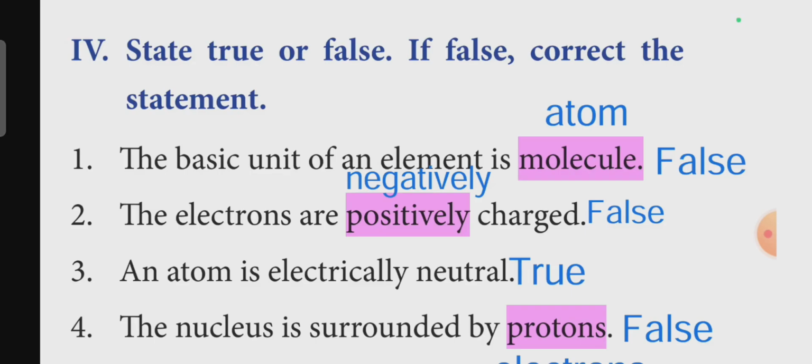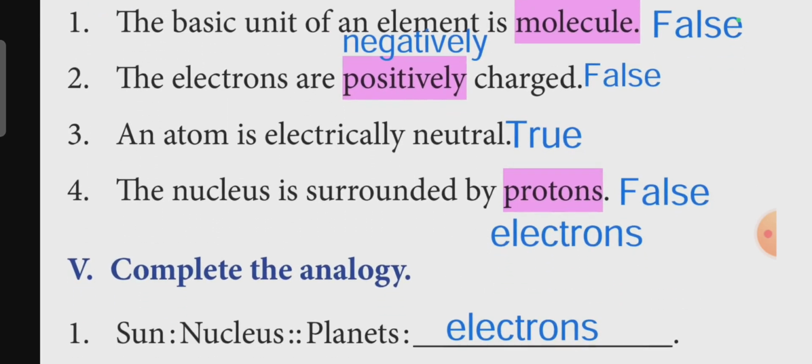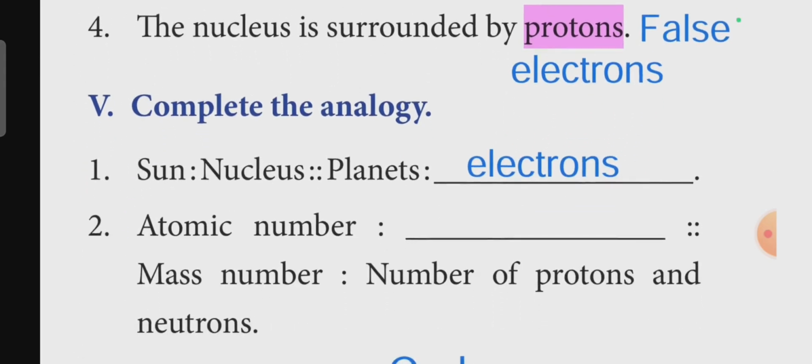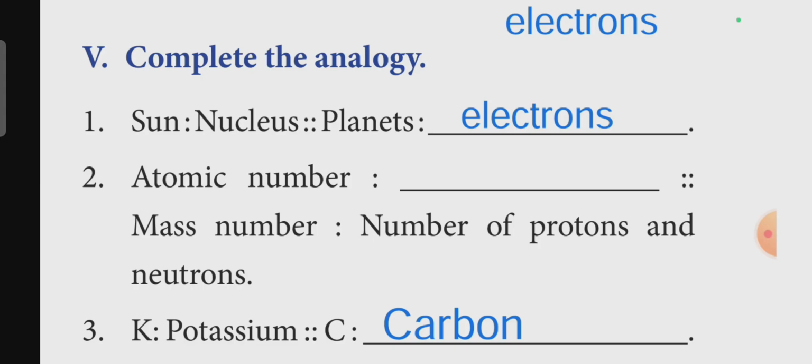An atom is electrically neutral. True. The nucleus is surrounded by protons. False. Correct statement, the nucleus is surrounded by electrons. Complete the analogy. Sun, nucleus; planets, electrons.